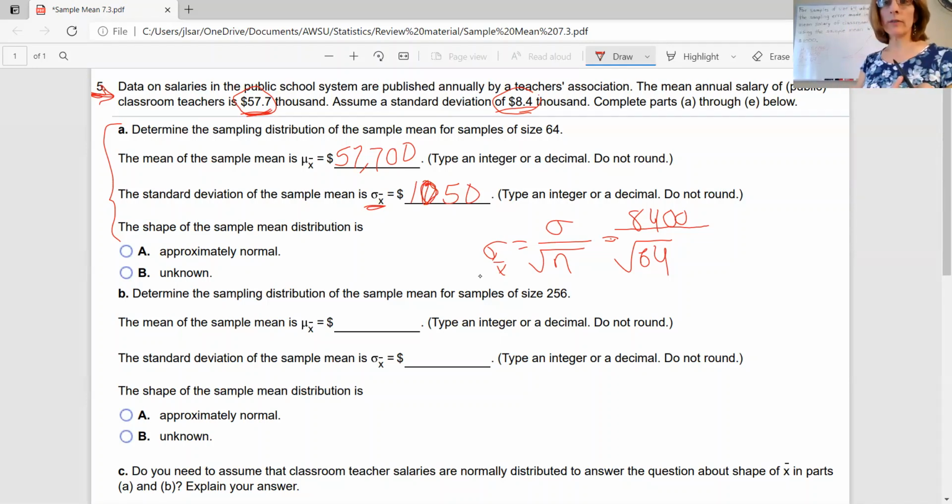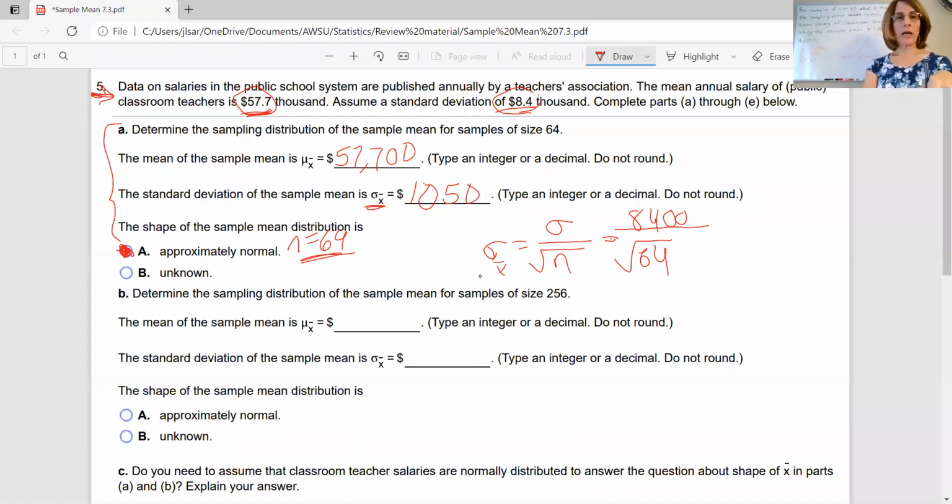Next, once we have the mean and the standard deviation, we have to decide if we can actually draw the picture for this distribution or not. So the question here is, is it approximately normal or is it unknown? Those are basically the only two cases for us at this point. And the answer is it's approximately normal. The reason we know that is because the sample size we're using is 64. By the central limit theorem, we know that for any sample size greater than or equal to 30, we can assume that X bar is at least approximately normal. I'm going to fix this 0 here. There we go. So it's going to be approximately normal.